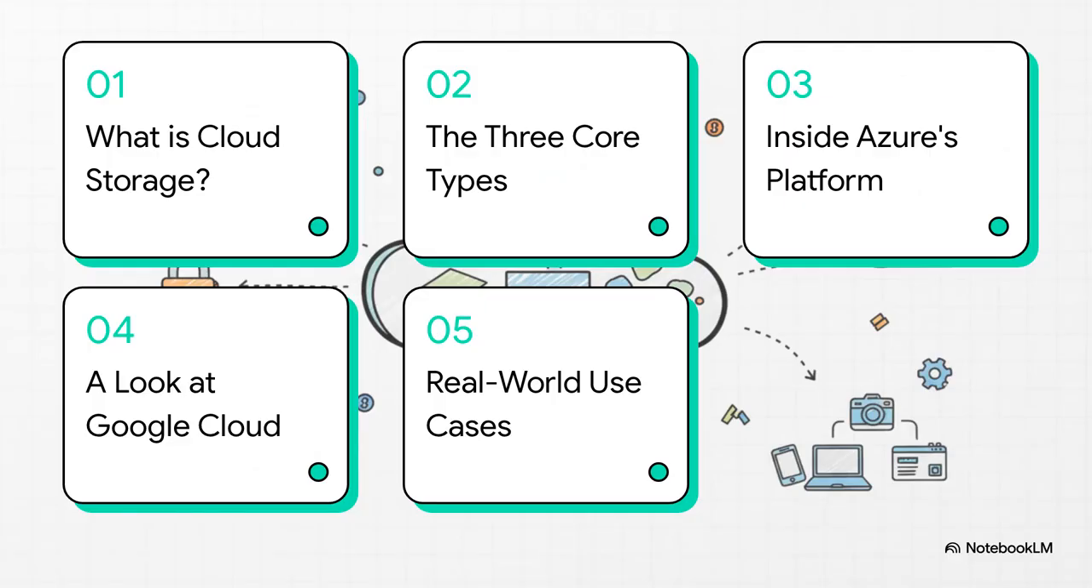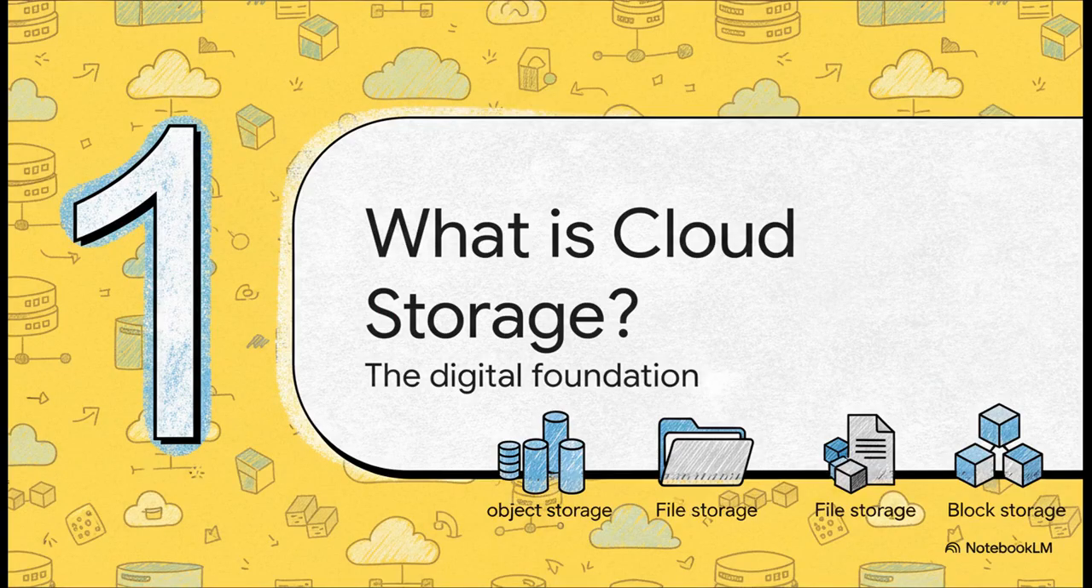So here's our game plan. First, we'll nail down exactly what cloud storage is. Then, we're diving into the 3 core types that pretty much everything is built on. After that, we get to peek behind the curtain at how giants like Microsoft and Google actually use these building blocks. And finally, we'll see how it all comes together to power the apps and services you and I use every single day. Okay, let's jump right in.